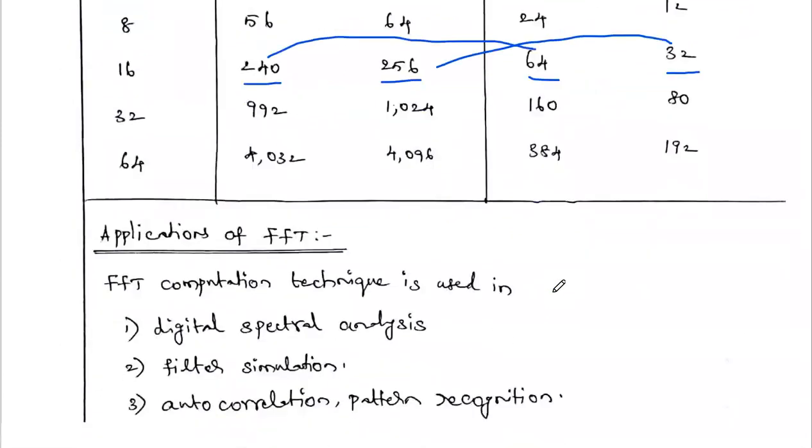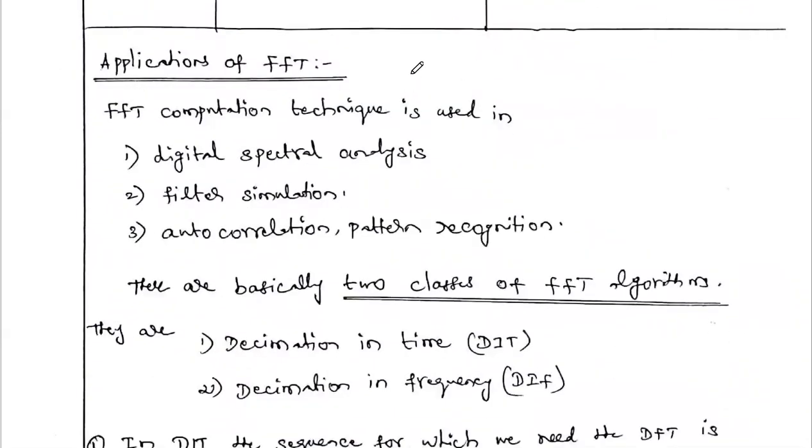The next one: what are the applications of the FFT? Wherever the DFT is applicable, in that case we use the FFT algorithm. The FFT computation technique is used in spectral analysis. What does spectrum mean? It is the frequency spectrum, the capital X of K versus the various values of K. That is said to be spectral analysis. So in order to obtain the spectral analysis, we use this FFT algorithm.